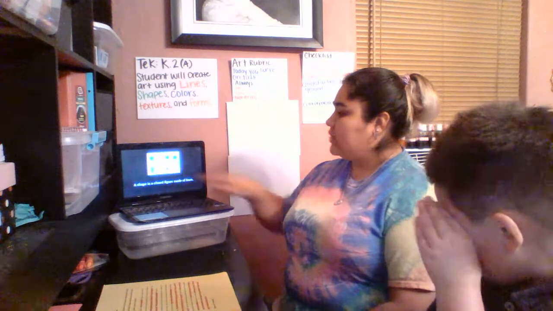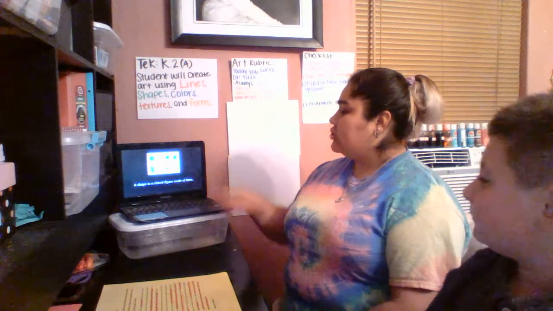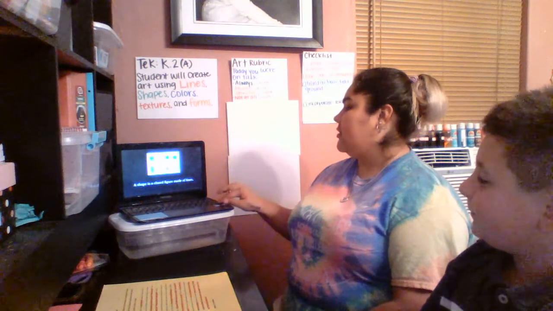Triangle, circle, square, rectangle. Can you tell me what that shape is? A hexagon. Awesome. So a shape is a closed figure made of lines. Your turn. A shape is a closed figure made of lines. Good job. Together. A shape is a closed figure made of lines. Awesome.